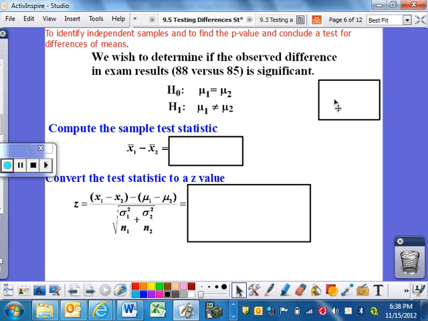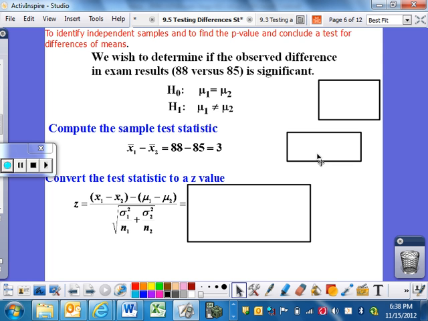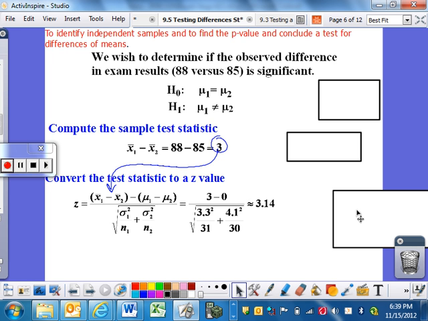Compute the sample test statistic. All that means is you take your two means and you subtract them. So in this case, 88 minus 85 is 3. That's just the number that's going to go into the top of your z-score formula. Okay? And now let's compute this. I'm just going to move it so you can write it in. The difference of your sample means is 3.